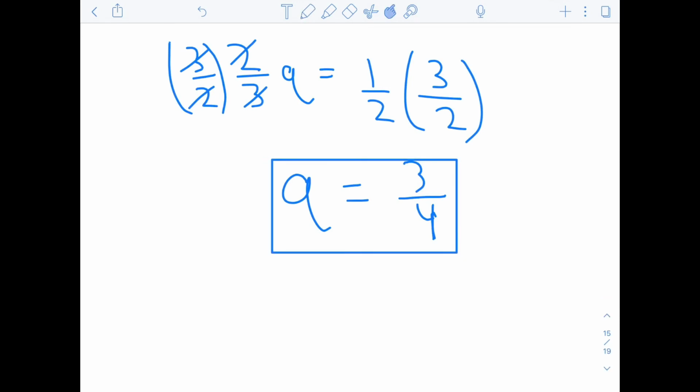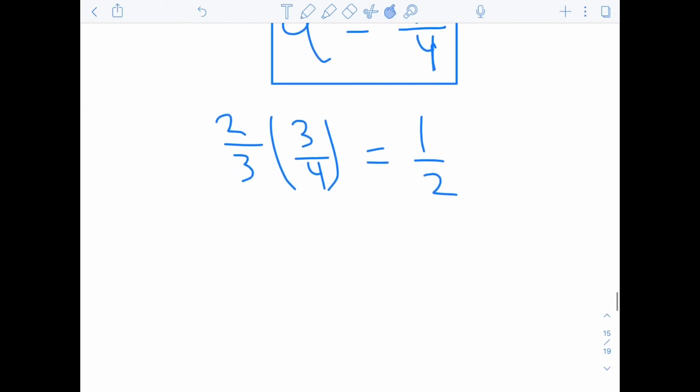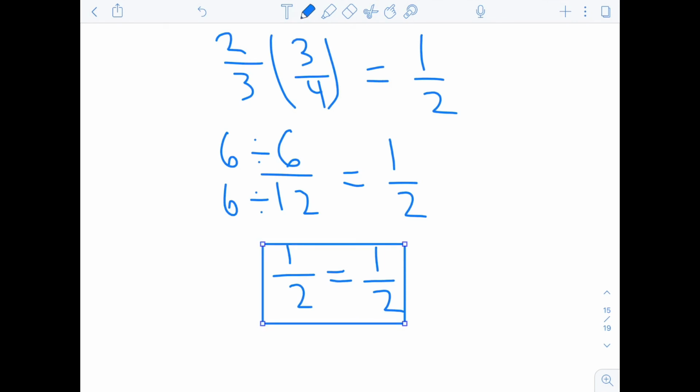So let's plug it in. 2/3 times 3/4 equals 1/2. So 2 times 3 is 6, and 3 times 4 is 12. And 6/12, you could divide by 6 on both sides. So you get 1 over 2 equals 1 over 2. So that's true.